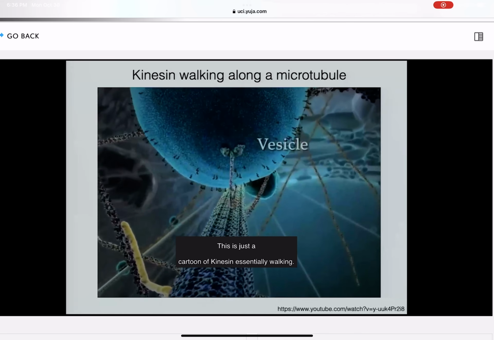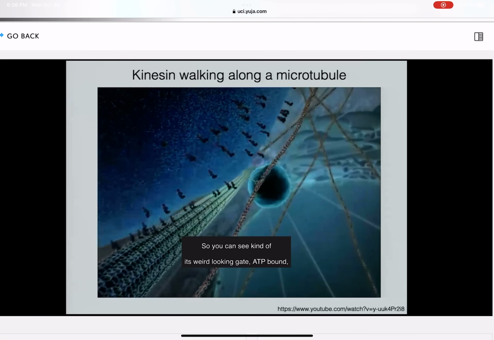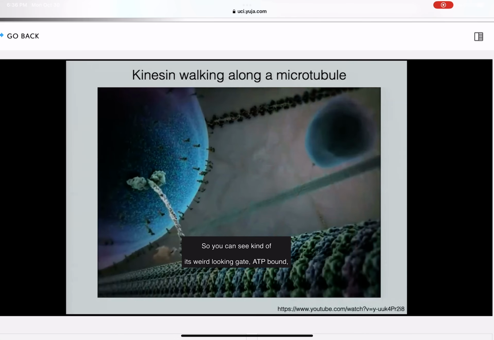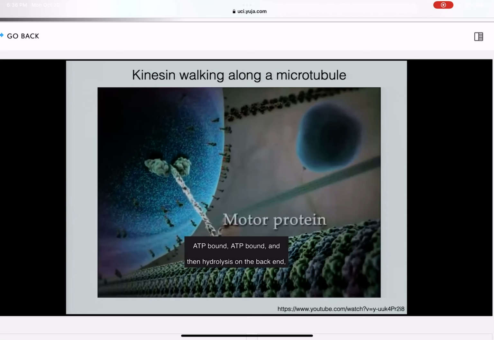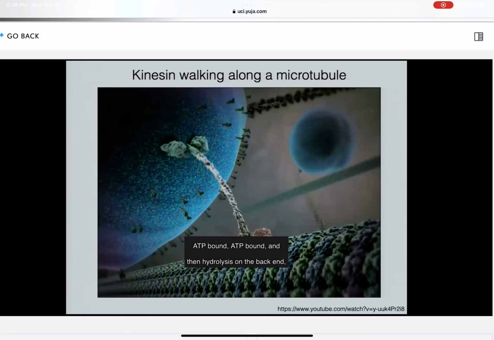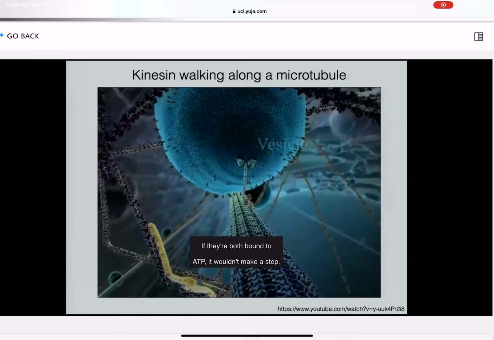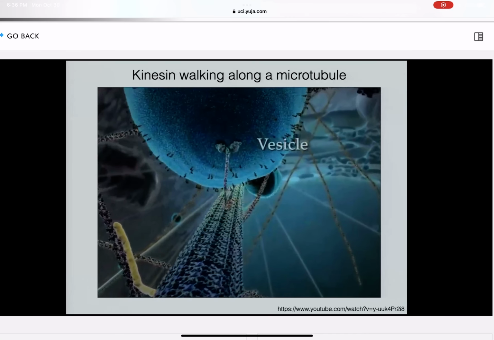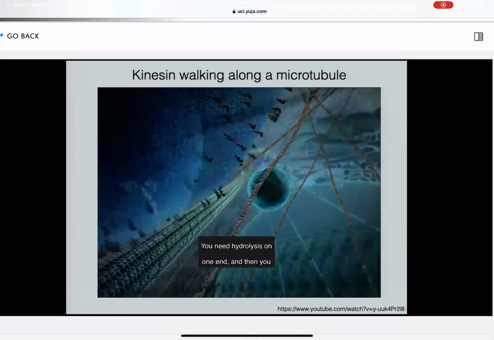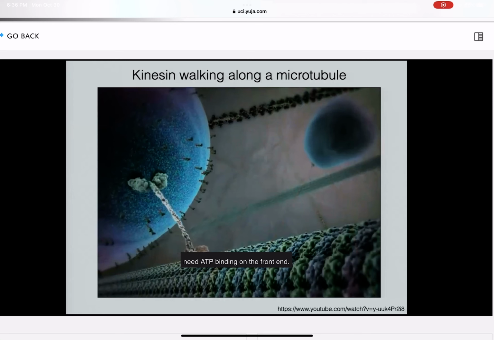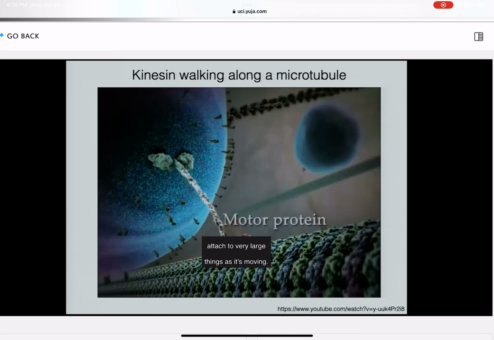Now, this is kind of what it looks like. This is just a cartoon of kinesin essentially walking. So you can see its weird looking gait. ATP bound, ATP bound, ATP bound, and then hydrolysis on the back end, hydrolysis on the back end in order to make that step. If they're both bound to ATP, it wouldn't make a step, right? If they're both bound to ADP, it wouldn't make a step. You need hydrolysis on one end, and then you need ATP binding on the front end.